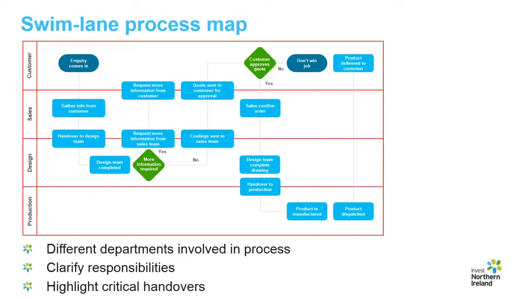A swim lane process map is useful if there are a number of different departments involved in a process. It can help to clarify who's responsible for each element of the process and identify critical handovers between teams. This swim lane map shows the typical process followed when each order is slightly different and a design has to be completed each time, then approved by the customer before the order can be passed to the production team.